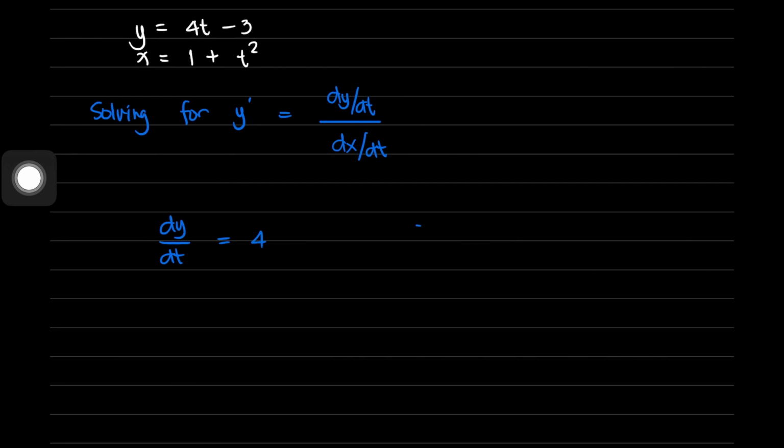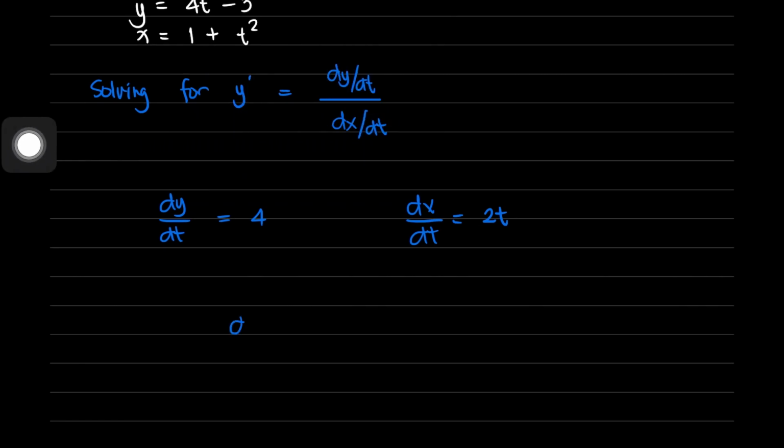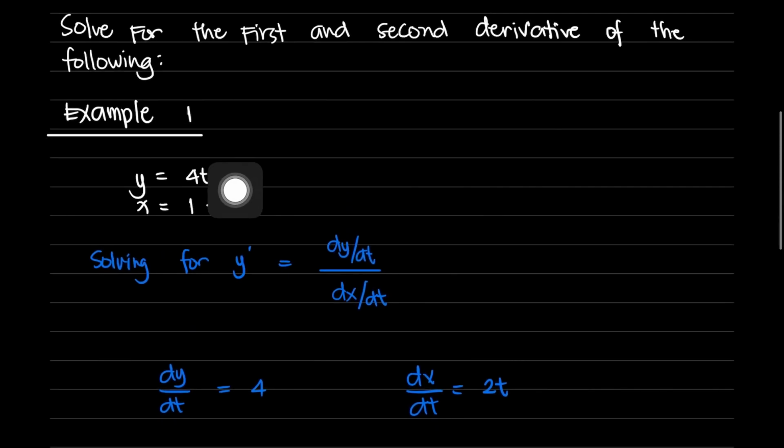And for dx over dt, the derivative of 1 with respect to t is equal to 0, and the derivative of t squared with respect to t is equal to 2t. So applying this formula to solve for dy over dx, or simply y prime, that is now equal to 4 all over 2t. Or in simplest form, dy over dx equals 2 over t. So this is now the first derivative of this parametric equation.